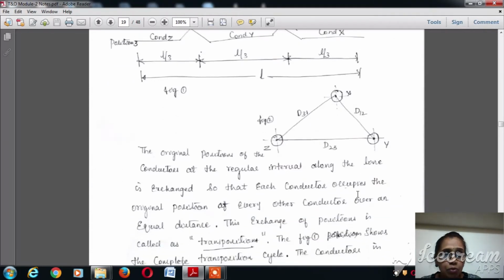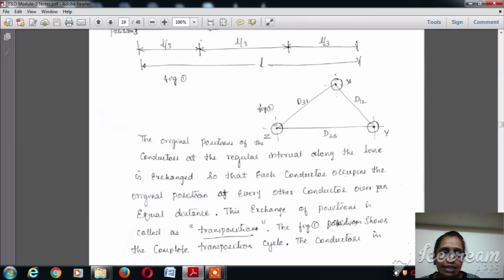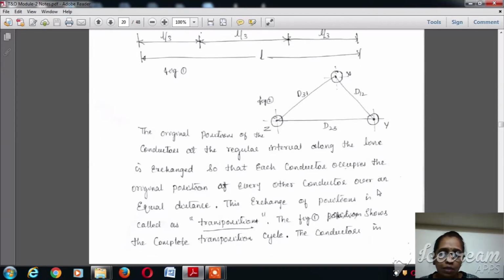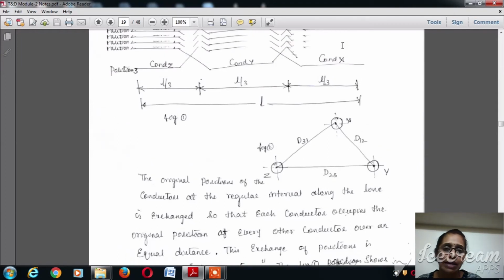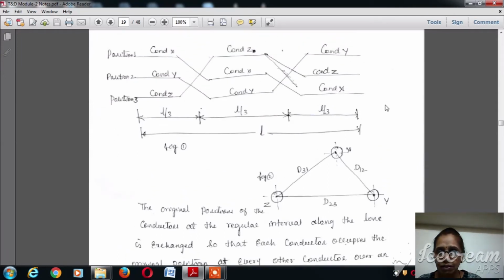The original positions of the conductors at regular intervals along the line are exchanged, so that each conductor occupies the original position of every other conductor over an equal distance. This is the importance of transposition. That exchange of positions is called transposition of the lines. The figure shows the complete transposition cycle. So after every particular interval, the conductor comes back to the same position.